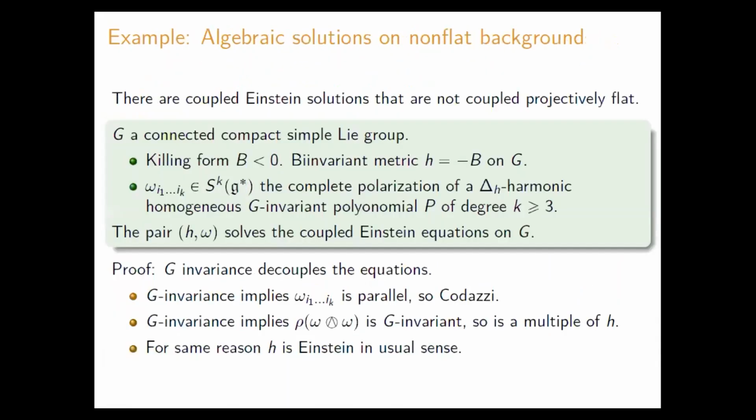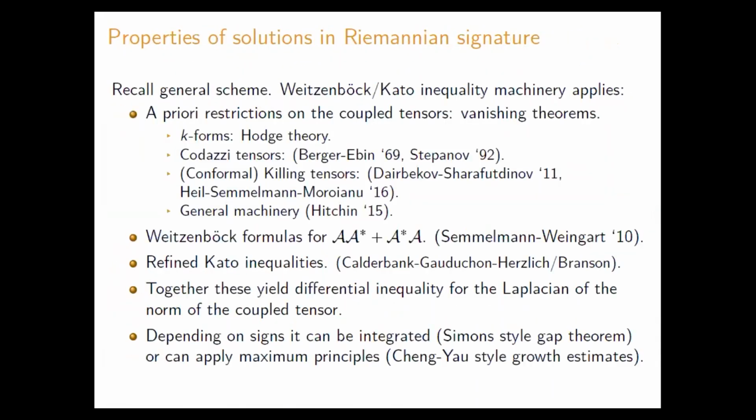And so these have the form of the Laplacian of the tensor equals some curvature term applied to the tensor. And there's a general paper by Semmelmann and Weingart, and also the older paper of Branson that I mentioned before, that give this general machinery in just the way that's needed to apply to these equations. And the other ingredient that one needs are what are called refined Codazzi inequalities.